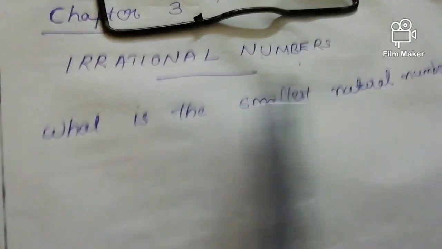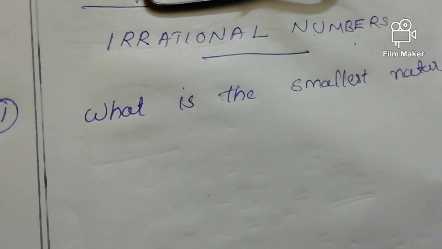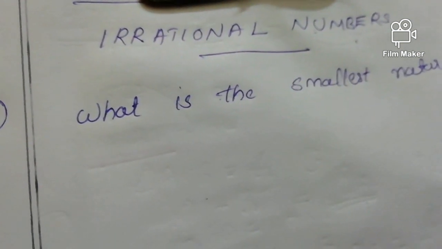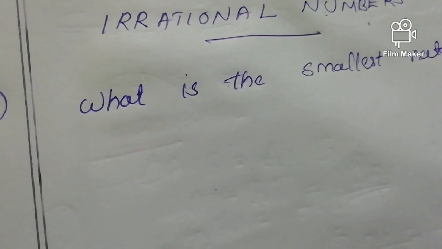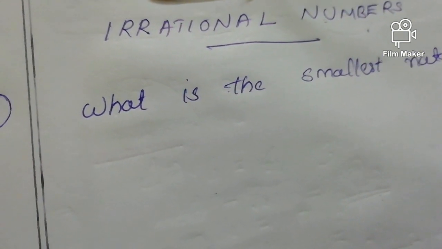Chapter 3 is irrational numbers. This is the ninth class basic topic, and first we discuss what natural numbers are and what the properties of a natural number are. Through this information, we reach our new topic, irrational numbers.